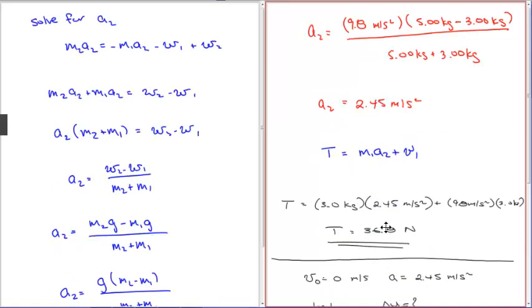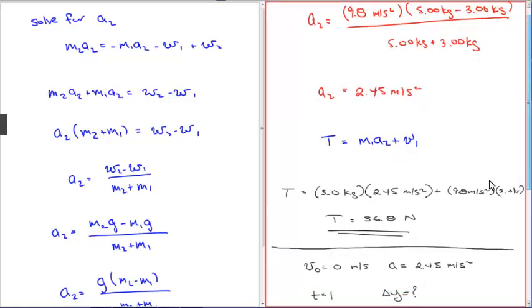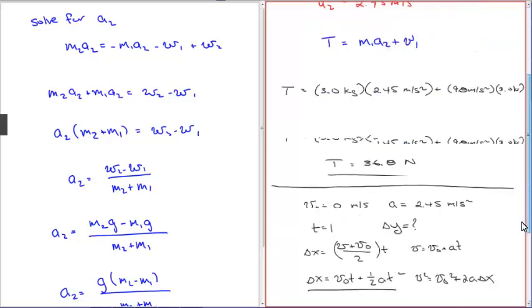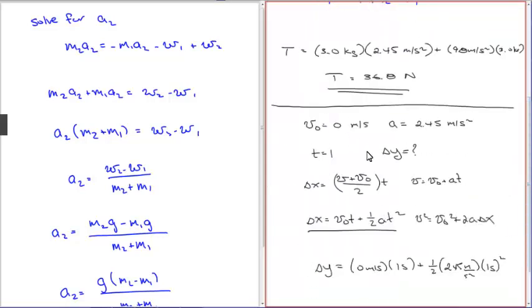And once we have the acceleration, then we use one-dimensional motion equations to calculate the displacement. And it turns out this is the equation to use because we have v0, which is 0. We have time, which is 1 second. We have the acceleration, which is 2.45 meters per second squared. Plug them in, and you get the answer. So that's how it works.